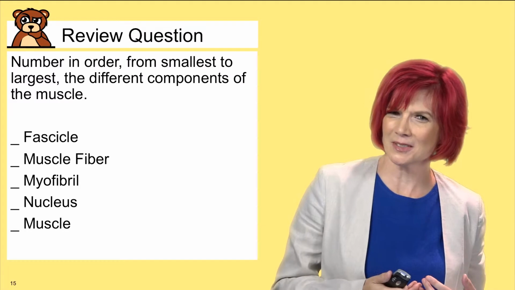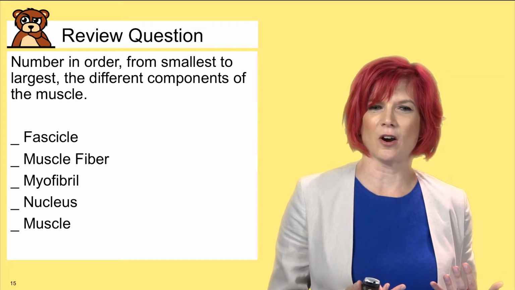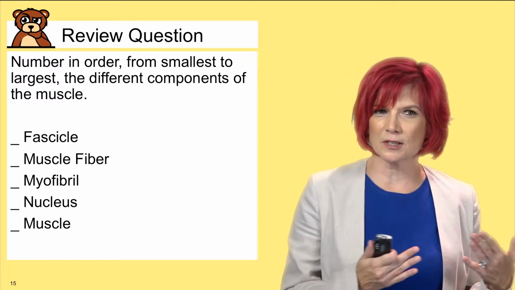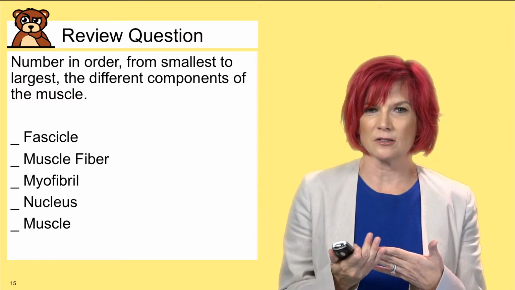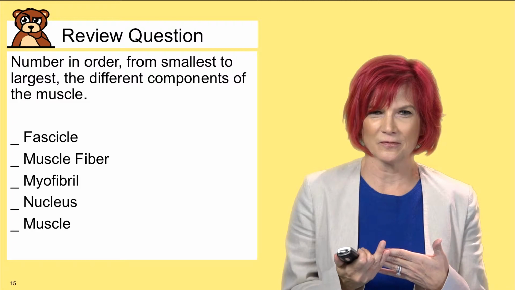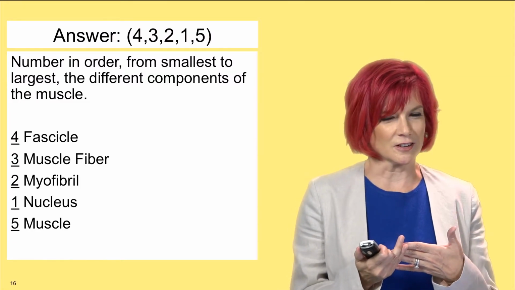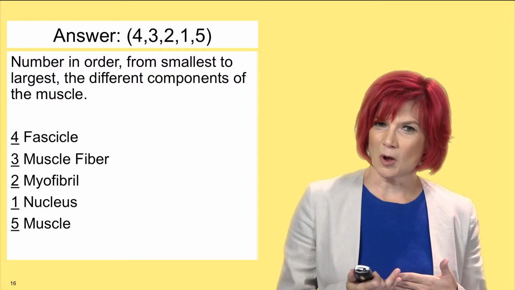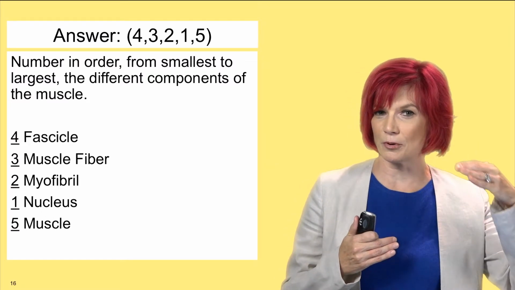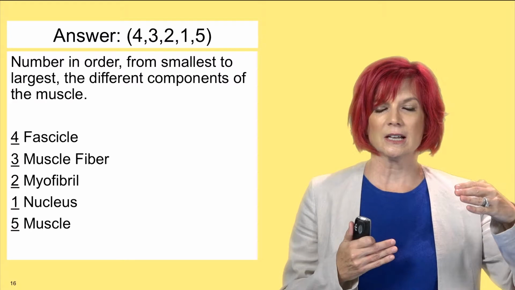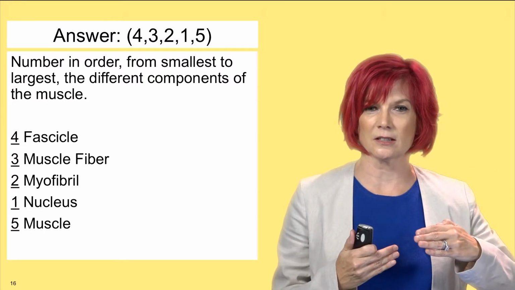Okay, so based on what you've seen so far, number in order from the smallest to the largest the different components of skeletal muscle. Think about it for a moment. So the answer is here. The nucleus is the smallest component. It's inside the cell. Remember that the nucleus is located at the cell periphery in skeletal muscle. It's not normally located inside the cell.